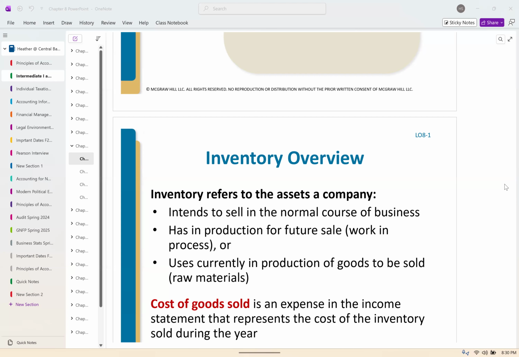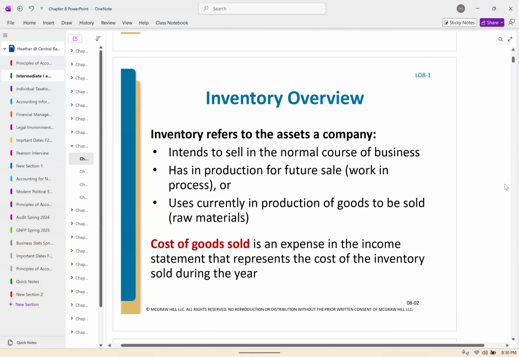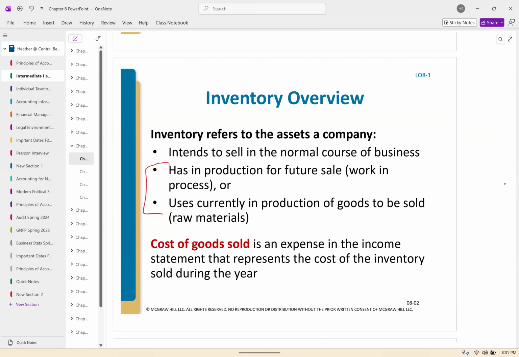Okay. When they refer to inventory, they're looking at stuff they are planning on selling in the normal course of business, or items currently in production to be sold, which could be raw materials. These two right here are going to be more of your cost accounting type things. Remember your raw materials, work in process, and your finished goods. Those are all three inventory counts.